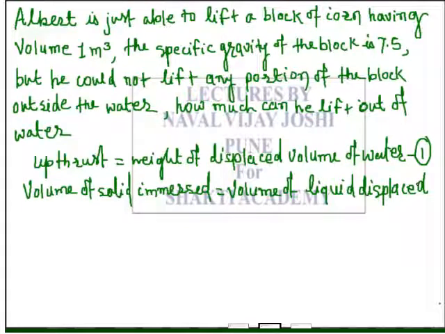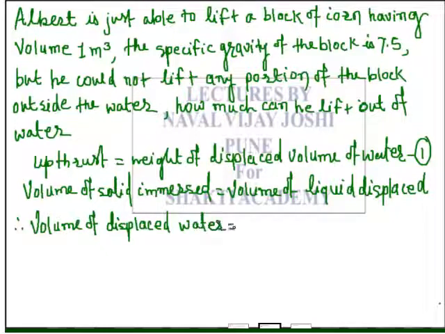And therefore, I got directly that the volume of displaced water is equal to how much? 1 meter cube. But I want to take the benefit of that CGS density of water, so I would convert it into cm cube. How would I do it?